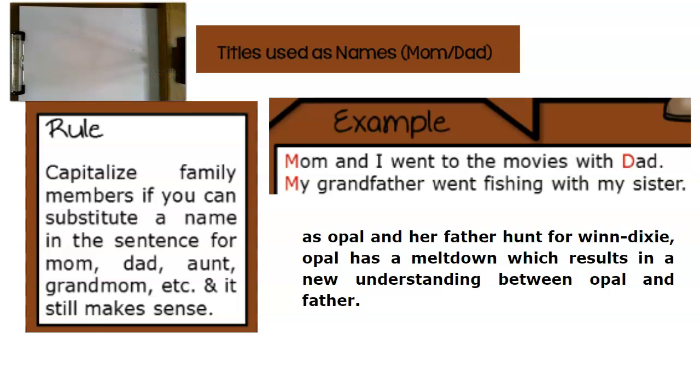To complete this assignment, you can either recopy the sentence into the discussion and change all the capitalization mistakes. And here I see one, two, her father. No, that one doesn't need a capital. Hunt for Winn-Dixie, that's a name. Opal. And I'll let you decide down here.